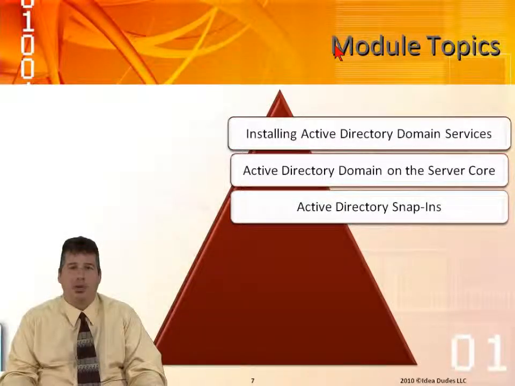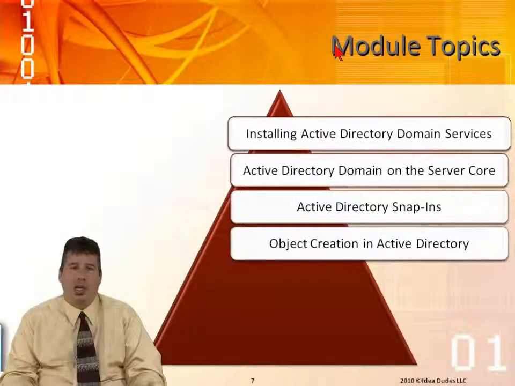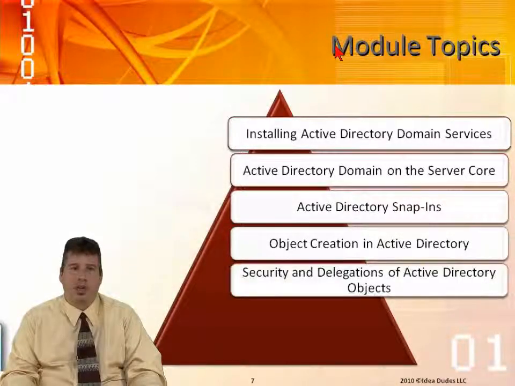We're going to look at the Active Directory snap-ins like Active Directory users and computers, which we call ADUC. Also Active Directory domain services. We'll be looking at Active Directory domains and trusts. We'll be looking at Active Directory sites and services. So we'll be looking at the different tools, Active Directory schema, snap-in, all the different snap-ins, which a snap-in is just a DLL, dynamic link library, that we put into an MMC, Microsoft Management Console. We'll look at object creation in Active Directory, security and delegation of Active Directory objects.